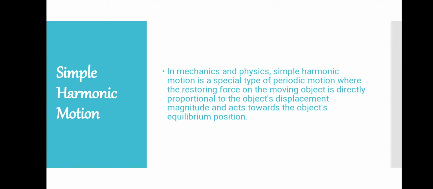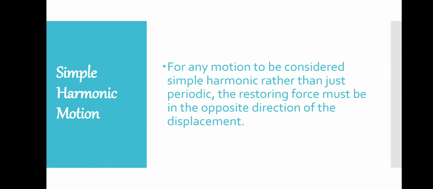In mechanics and physics, simple harmonic motion is a special type of periodic motion where the restoring force on the moving object is directly proportional to the object's displacement magnitude and acts toward the object's equilibrium. So if the displacement increases, the restoring force increases as well. If the displacement decreases, the restoring force decreases as well.